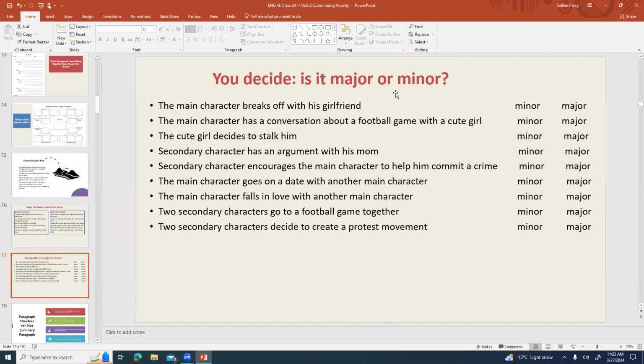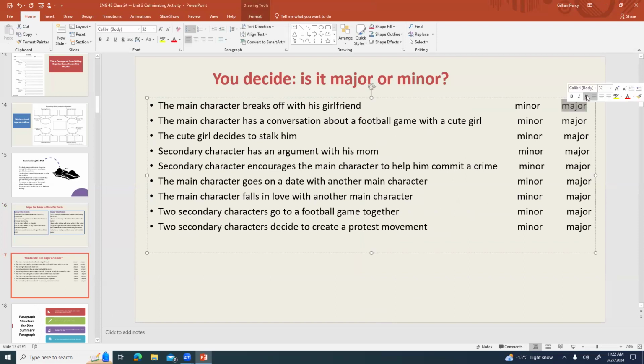The main character breaks up with his girlfriend. In most cases, I would say that's going to be a major plot point. It would depend. If the guy's going through girlfriends like water, then maybe not, but generally I would consider that a major event. The main character has a cute conversation about a football game with a cute girl. Probably minor, unless something important came from that. The cute girl decides to stalk him. Ooh, well, that's probably going to become major, right? Sometimes, like with that, I might need to go back and re-look at the previous point. Like I might need to introduce where the girl got met.